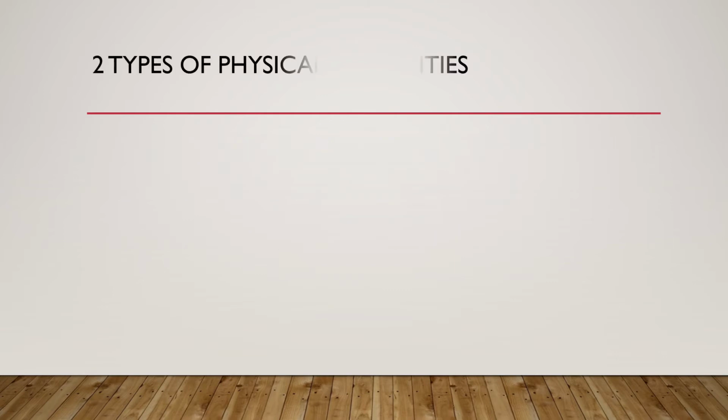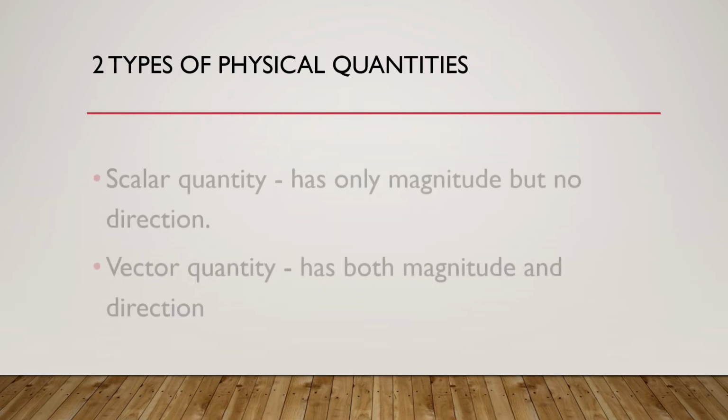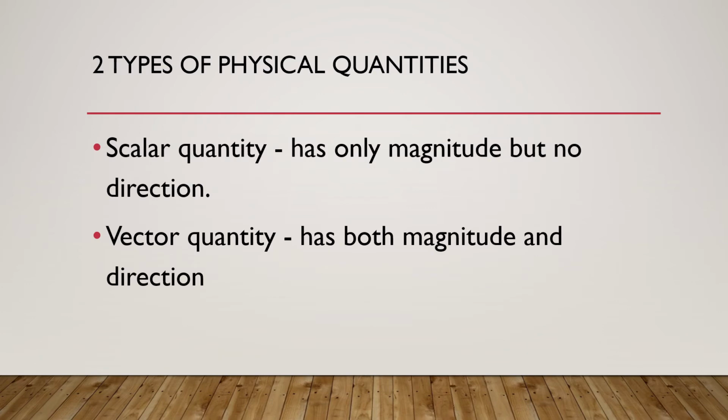Next. We have the two types of physical quantities. May dalawang uri tayo ng physical quantities, the scalar and the vector quantity. When we speak of scalar quantity, it has only magnitude but no direction. Pag sinabi nating magnitude, ano lang yung length niya? Haba lang. Ibig sabihin, for example, 5 km, 6 km, 2 km, 1 km, 3 inches, 4 inches, and so forth. Basta yung length lang ang scalar quantity.